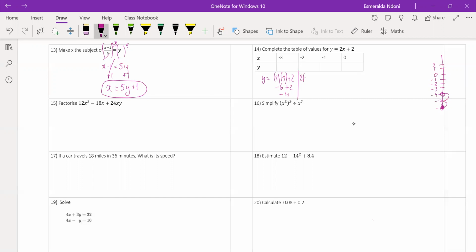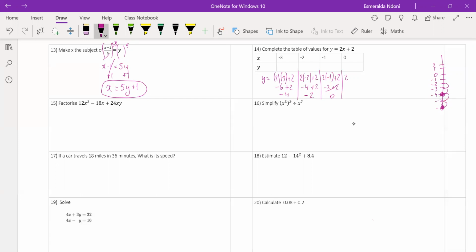Same thing with the next number. We have 2 lots of negative 2 plus 2. Negative 4 plus 2. So now your starting point is negative 4, and we go up by 2. So you're going to end up at negative 2. Now we have 2 lots of negative 1 plus 2. It will be a negative 2 plus 2. They eliminate each other, and they'll give you a 0.